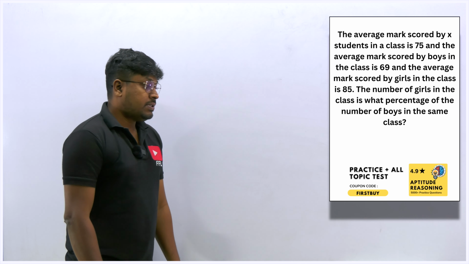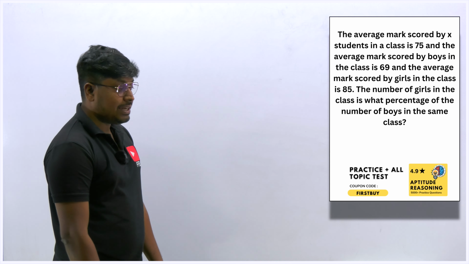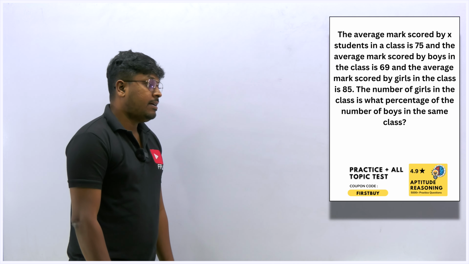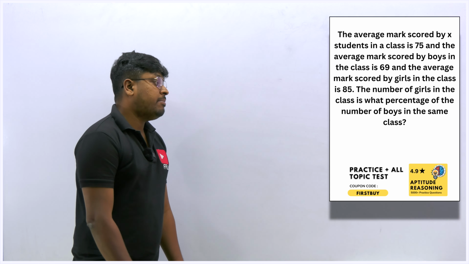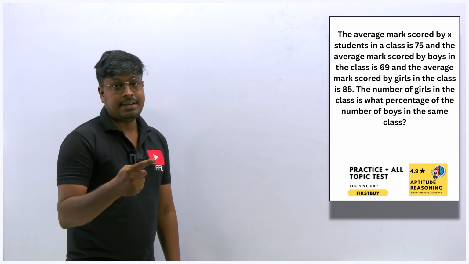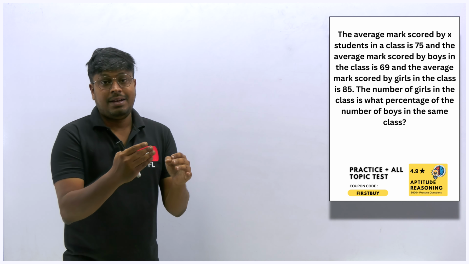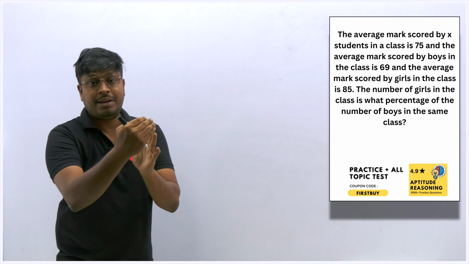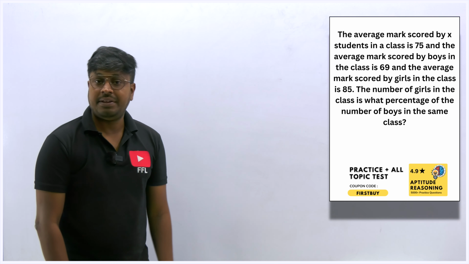Next question. The average mark scored by X students in a class is 75, and the average mark scored by the boys in the class is 69, and the average mark scored by the girls is 85. Then the number of girls in the class is what percentage of the total number of boys in the class? See, our target is to find the number of girls in a class is what percentage of boys. That means our target is to find X is what percentage of Y. So girls should be in the numerator, boys should be in the denominator, into 100. So that is the target we need to find in the question, right?